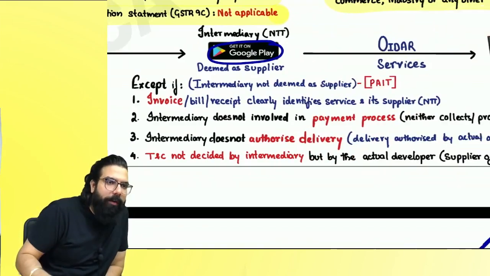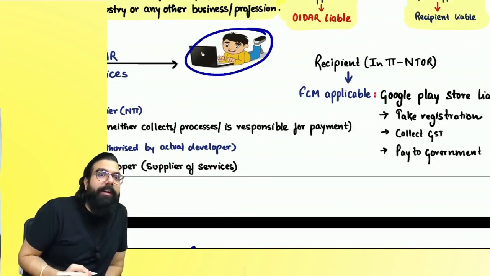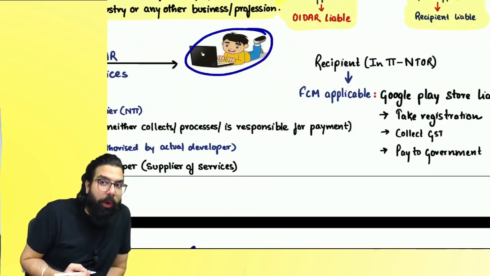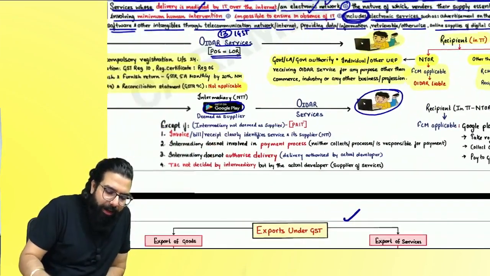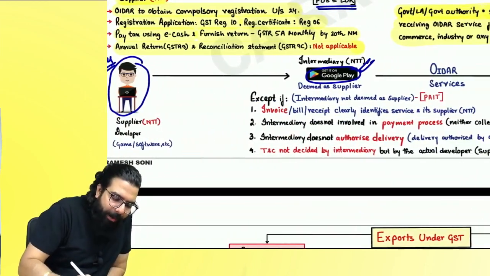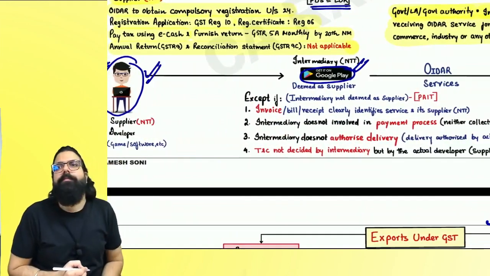Google Play Store is the broker. This is Akshat in India. Akshat downloaded a game from Google Play Store. Tell me one thing. Who is the OIDR? Who is required to comply with the OIDR rules? Will Google Play Store comply or the supplier comply?